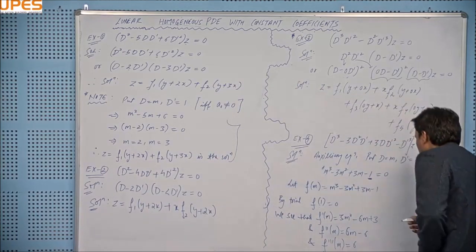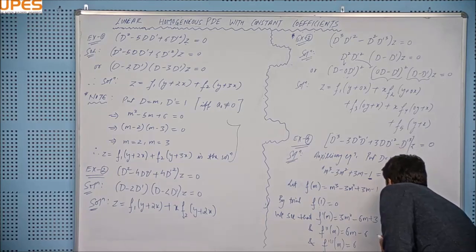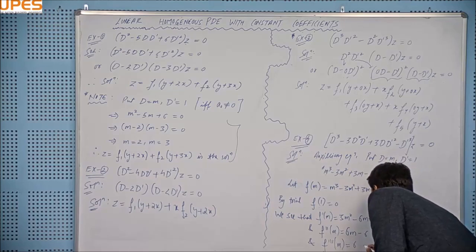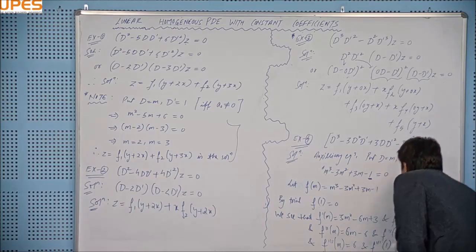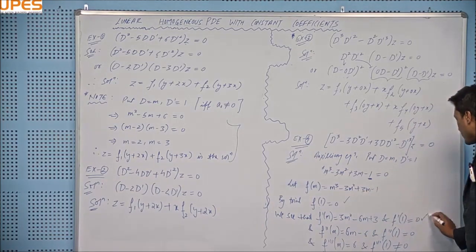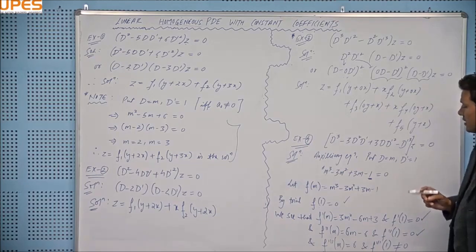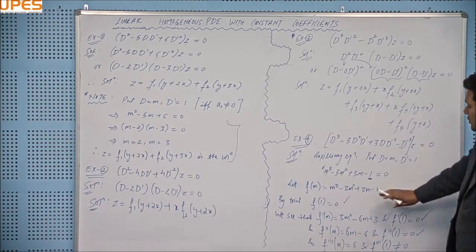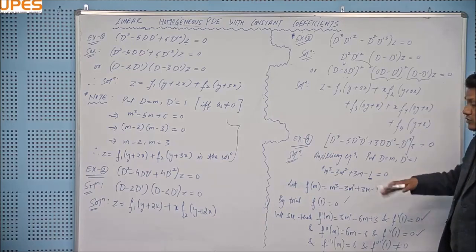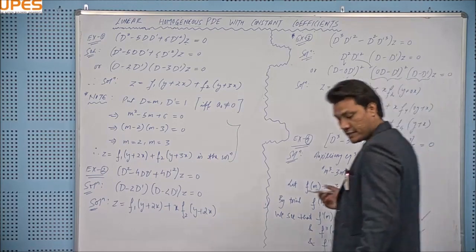We see that f dash 1 equal to 0, and f double dash 1 is also equal to 0, and f triple dash 1 is not equal to 0 in any case. So f(1) equal to 0, f dash 1 equal to 0, f double dash 1 equal to 0. It indicates that 1 is the root of this equation with multiplicity 3, meaning 1 is the only root of this equation, 1, 1 and 1, and that's it, we are done, right?